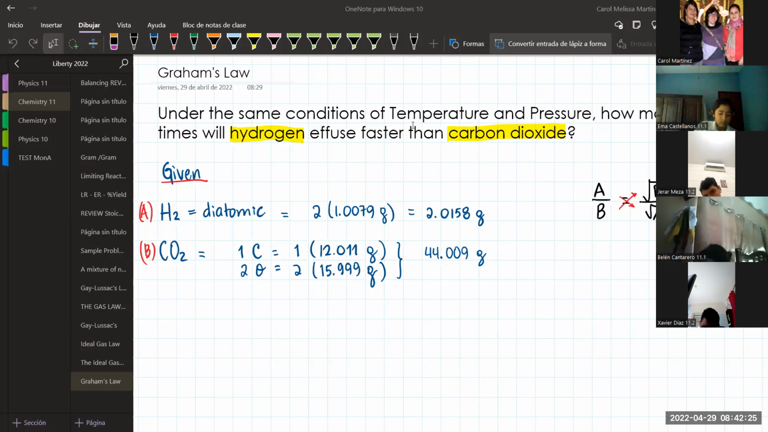So the one I want to know is going to come here in the top. Your unknown, put it here in the top. In this case, your unknown is going to be hydrogen. The one you are comparing to is gas B, that is CO2. Now, the information here is going to be crisscrossed. Here, the square root of CO2, and below, the square root of H2.